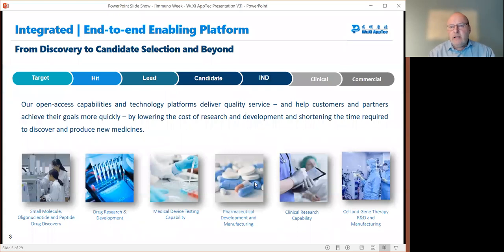Our philosophy is to provide an end-to-end platform that enables all kinds of partners to develop their therapeutic discovery and development projects faster by removing barriers to entry for all technology platforms and providing world-class resources. Within the WuXi AppTec organization, we support small molecule, peptide, and oligonucleotide discovery and manufacturing, as well as cell and gene therapy, medical device testing, and clinical research.